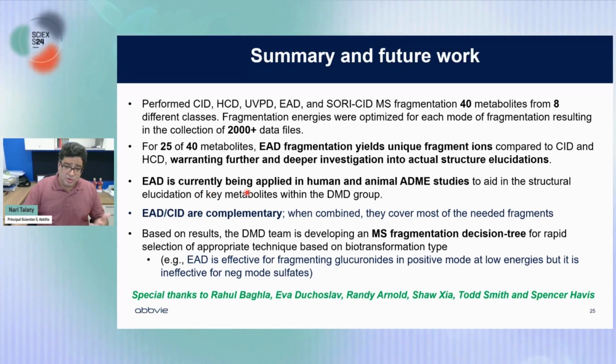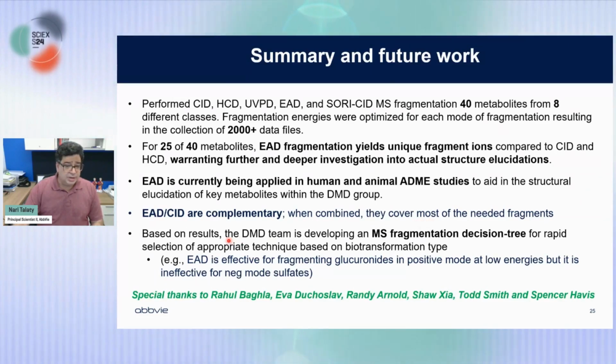EAD is applied for human and animal ADME studies. It's become a part of our workflow. If we see anything interesting, we throw it on our 7600 and we try to generate the EAD fragmentation patterns for that to get more information. Again, the overall conclusion is that EAD and CID are complementary, and when combined, they will cover most of your needed fragments. And again, we're working hard to build up this decision tree, because every presentation I give, it's like, what is your conclusion? Why have you not yet come up with what works for this and what doesn't work for this? It's not a one size fits all.